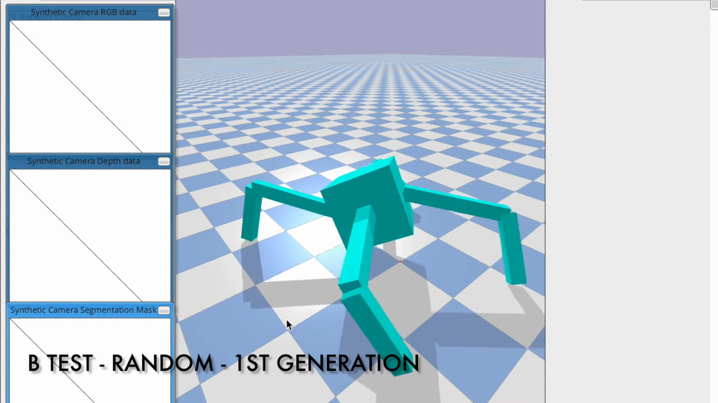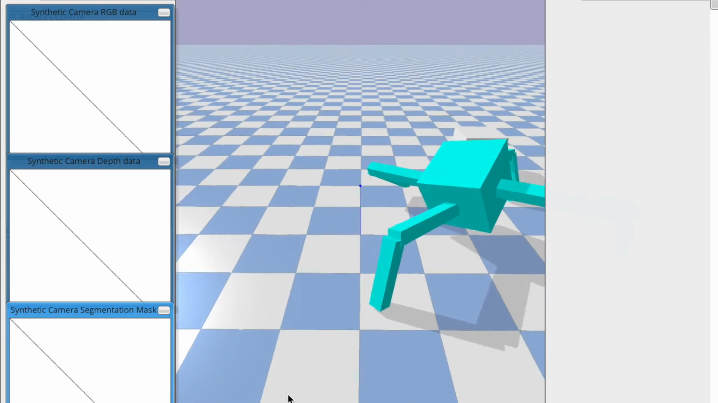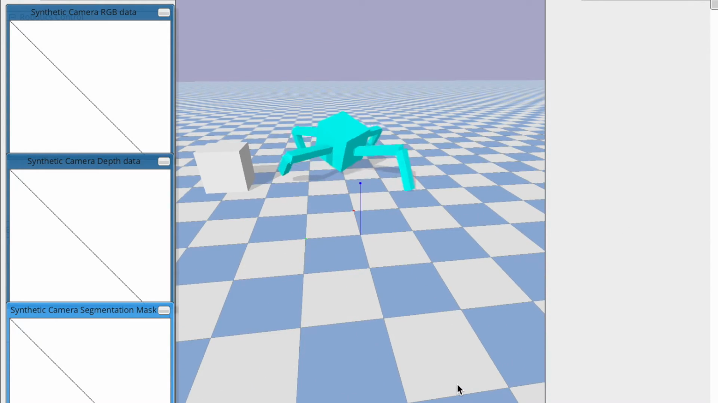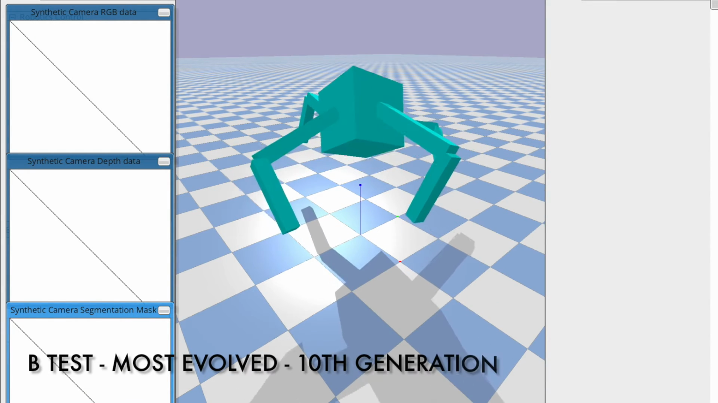So now we're on to the B test, and as you can see, the upper leg of this robot is 50% longer than the A robot. It's a length of 1.5, but the lower leg is still a length of 1, meaning the robot is the same overall starting height as the A robot. This is an unevolved first generation, and as you can see, it is not making any upward progress, and it's just moving away from the screen.